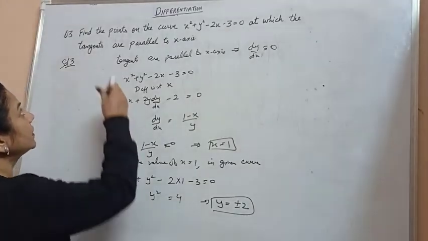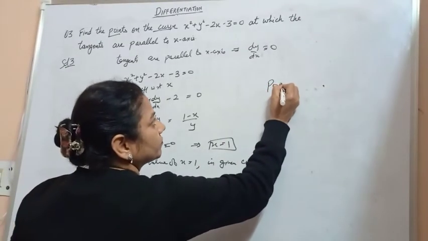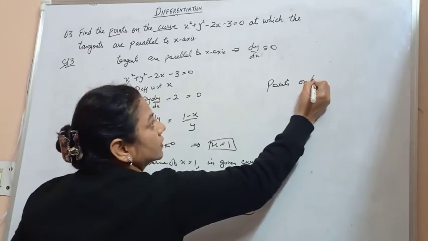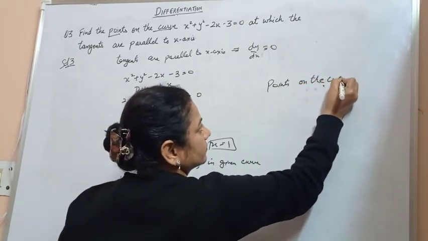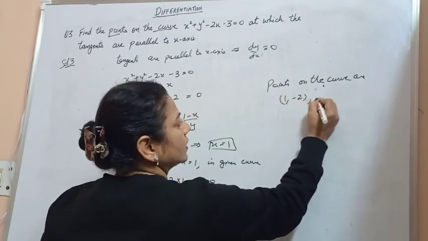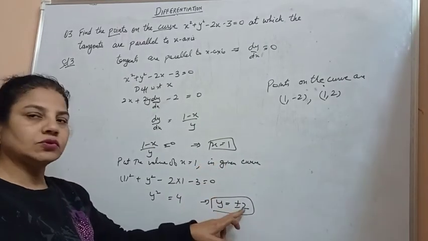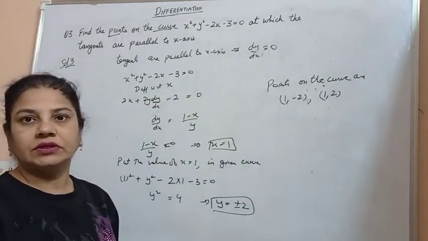So we have to calculate the points on the curve. The points on the curve are 1 comma minus 2 and 1 comma 2. So these are the points on the curve.